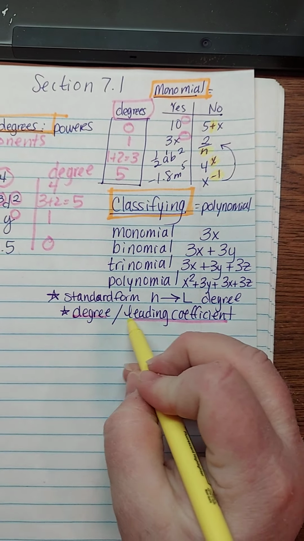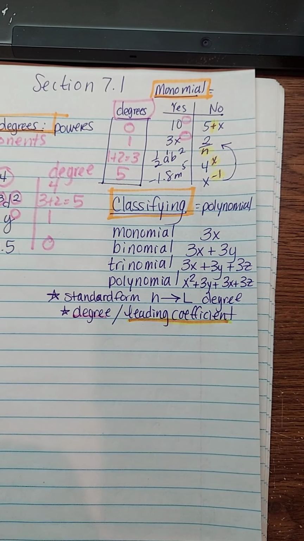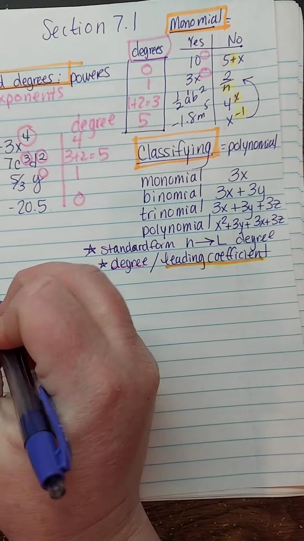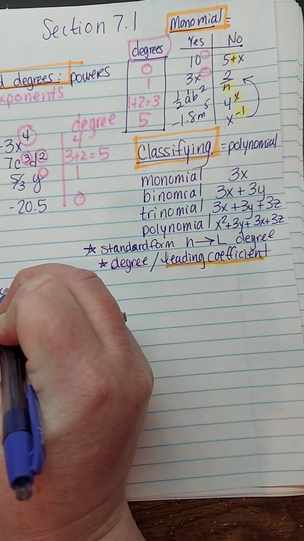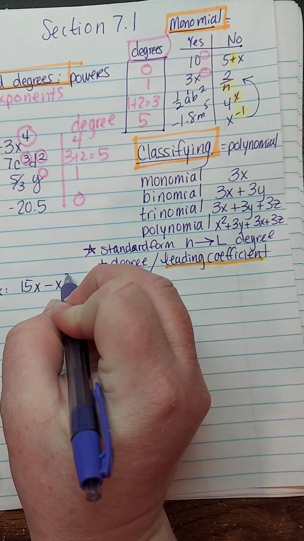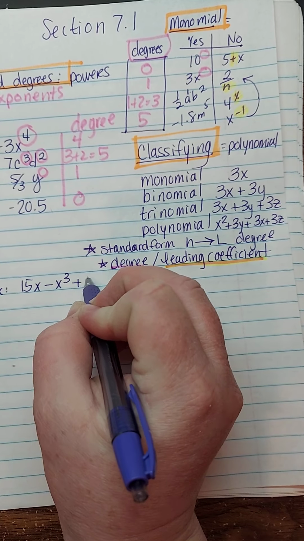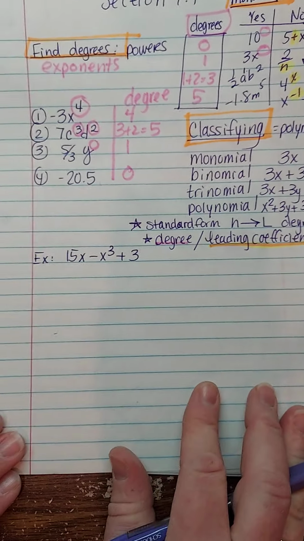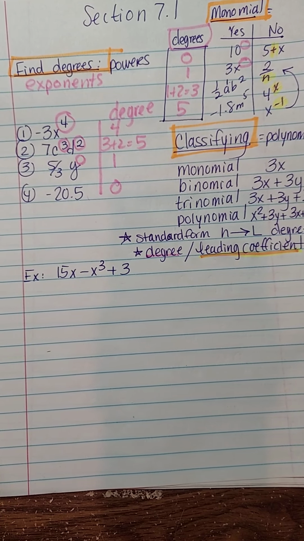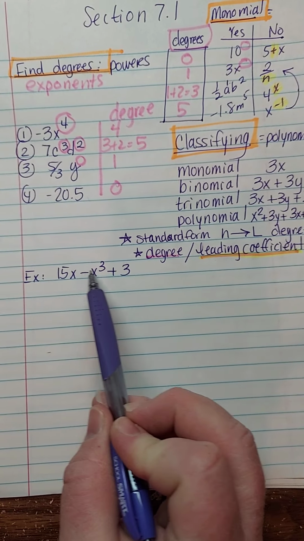Actually, I should use a different color, right? Okay, so here we go. Here's my example. Okay, 15x minus x cubed plus 3. So the first thing I want to do is put this in descending order, meaning the highest degree first. So let's take a look.